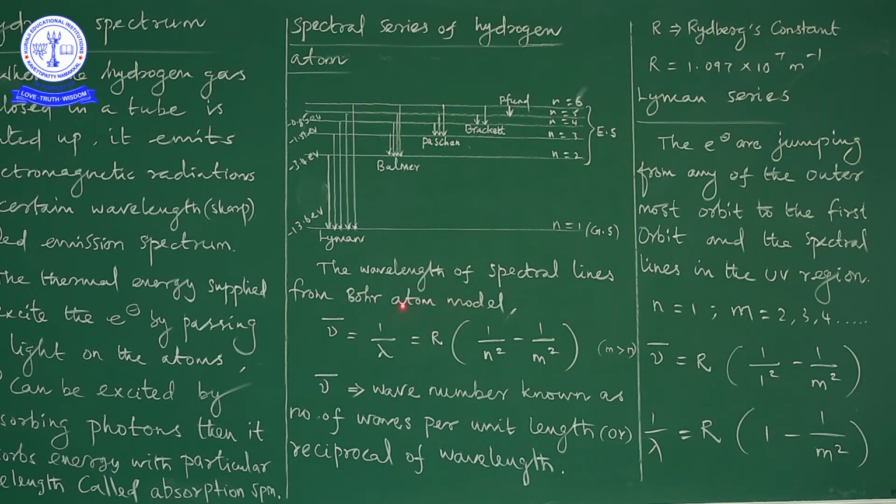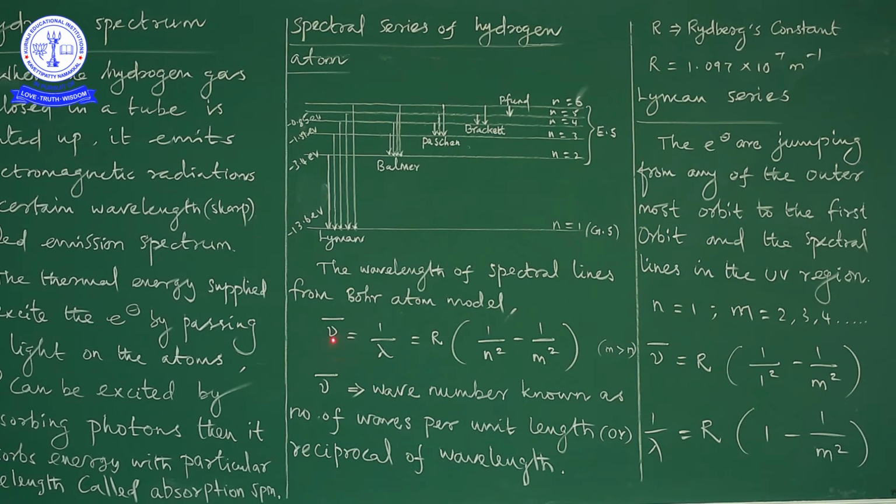From the Bohr atom model, we have to get nu bar. Here nu bar is the wave number. Nu bar is equal to 1 by lambda. Nu bar means the number of waves present in 1 meter length. What do we call it? The number of waves per unit length is the wave number. Otherwise, we can call it the reciprocal of wavelength. What is the unit of wavelength here? It is always in Angstrom or meter.